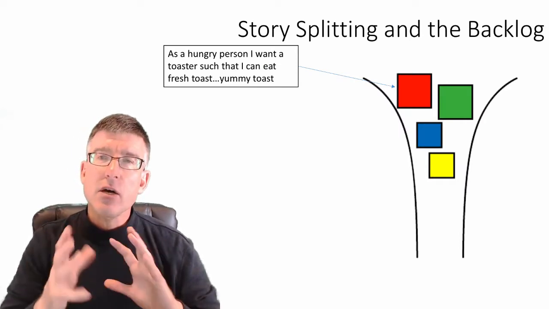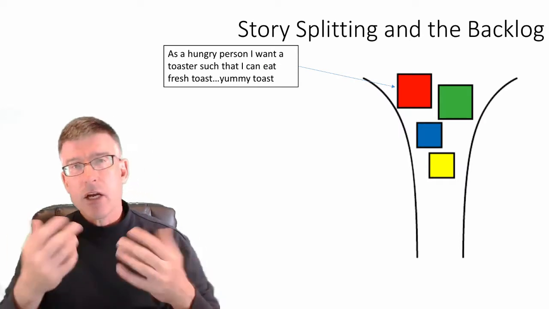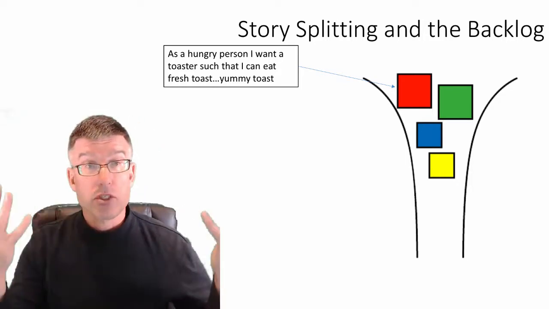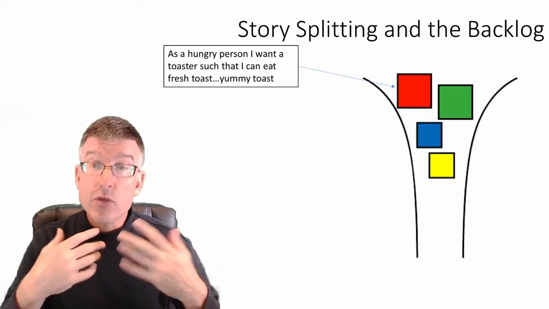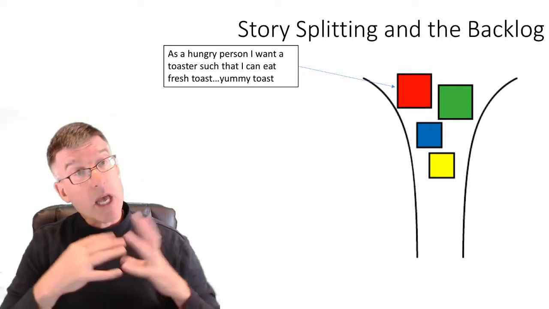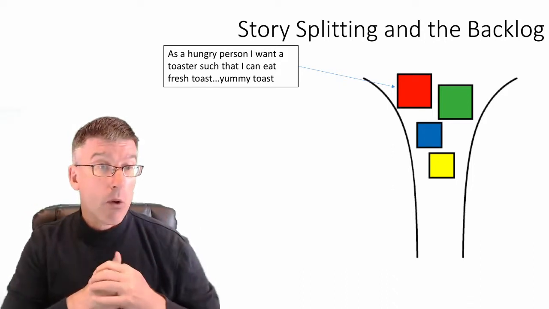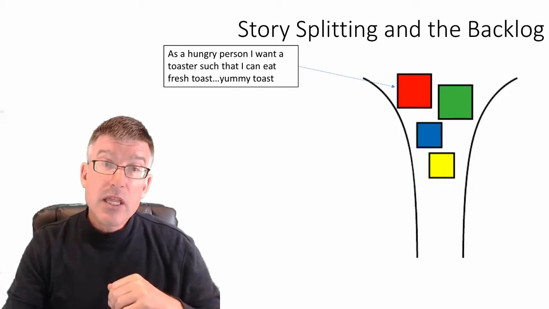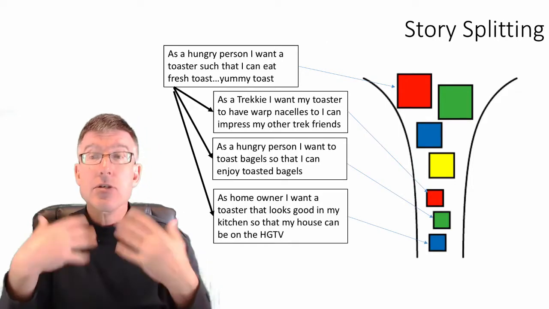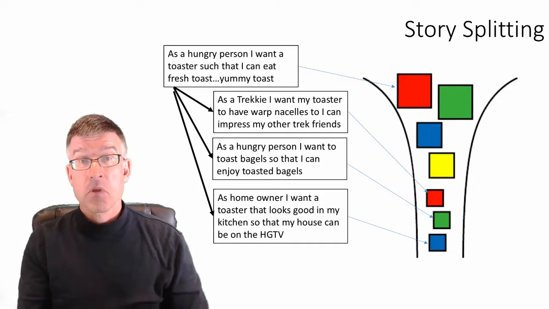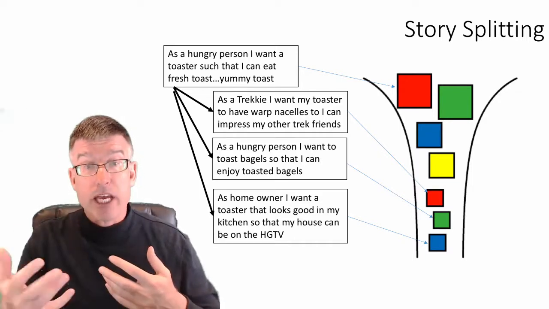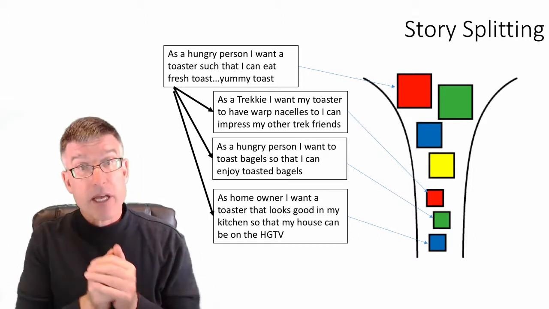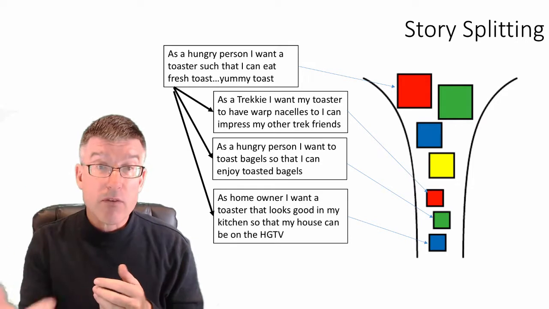To give you an idea of what story splitting may look like, here we have a story: as a hungry person, I want to eat a toaster such that I can eat fresh toast. You see our story there. It's too big. We can't build a whole toaster within our two-week iteration or sprint. But we can split that into much smaller stories that are possible to implement in a single iteration or sprint. And if those cannot be implemented in a single sprint, we can split them even further.